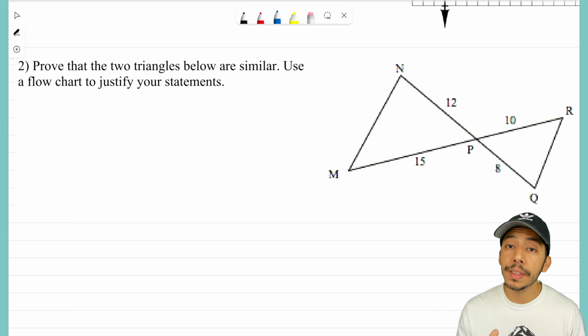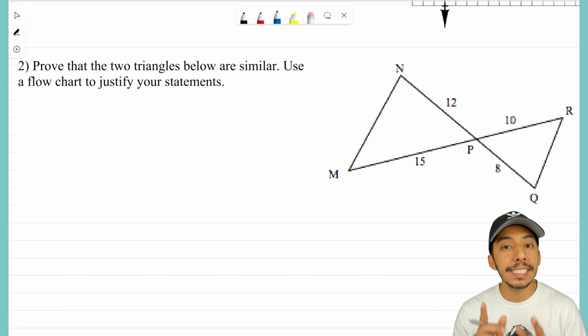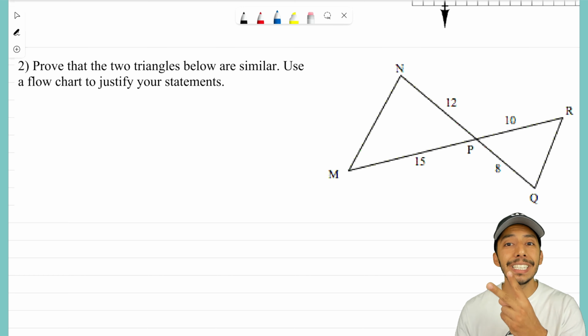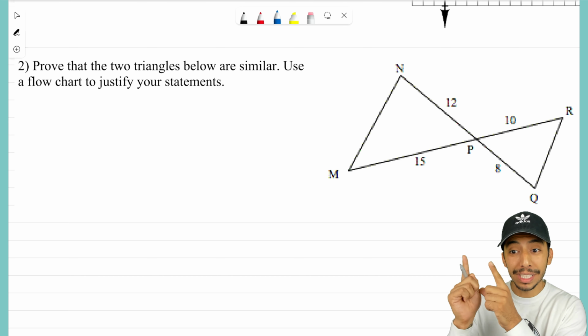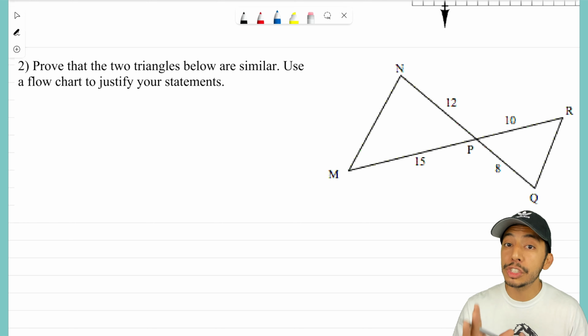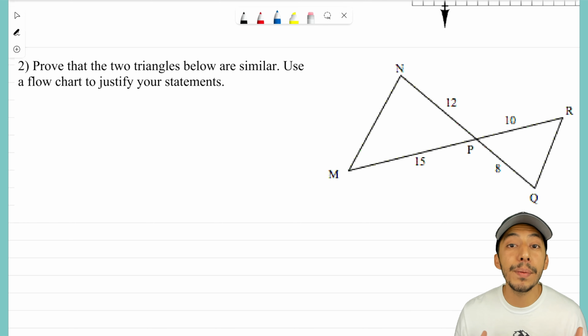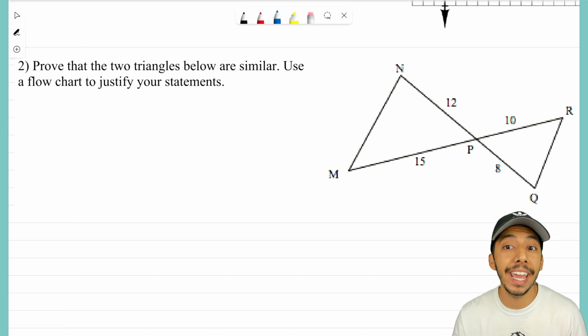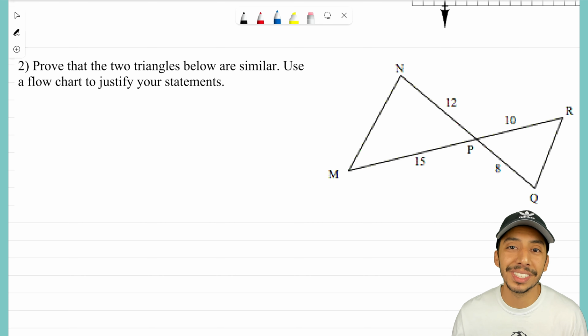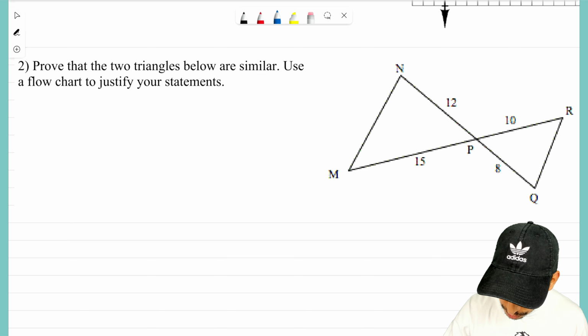So that leaves us with side, angle, side. And side, angle, side might work here because for side, angle, side, I need to know two sides, and looking at these two triangles, I have two known sides. So let's start that process, and maybe along the way we'll find an angle matching with another angle on those triangles. Let's go ahead and start off with our flowchart here.